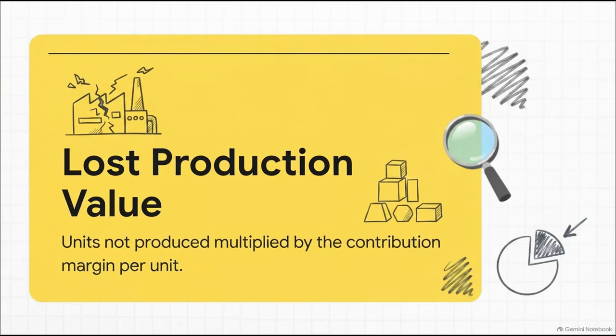Step 1 is lost production value. Basically, you take the units you didn't produce during the stoppage and you multiply that by the contribution margin per unit. Notice I said margin, not the final sale price. Using the sale price is a huge trap because it falsely includes the cost of materials you didn't actually consume during the breakdown. Contribution margin reflects what the stoppage truly cost your bottom line.